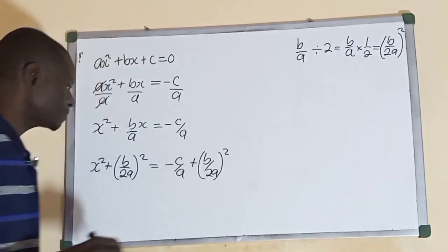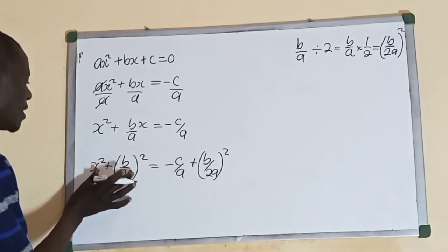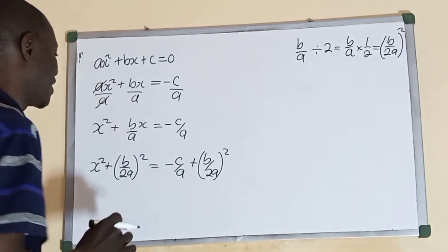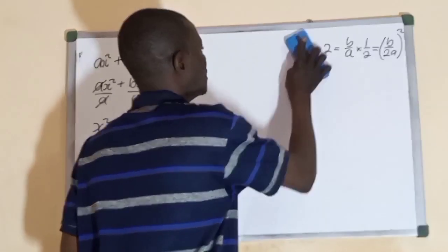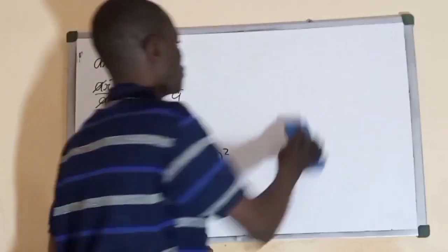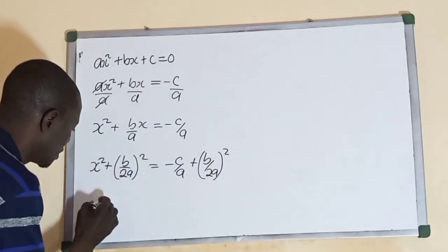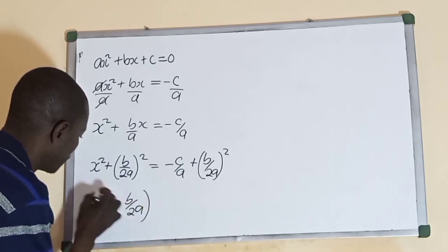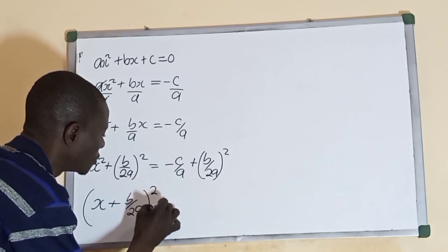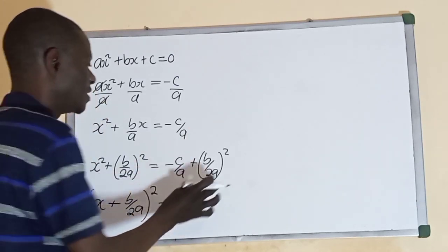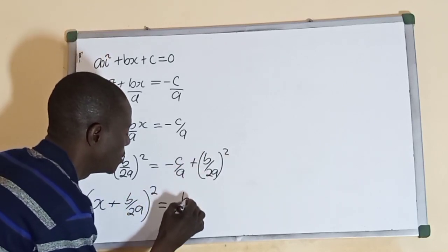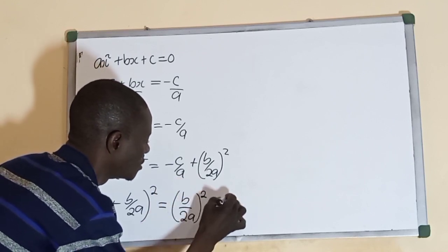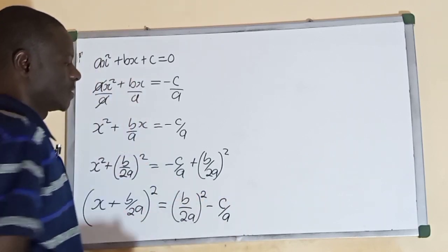Are we following? So here we have to put everything in brackets because we have x squared and this one squared. So let us clean this side because we must use it. We have x plus b all over 2a, we place everything in square is equals to, let us simplify this. We tackle this one first. We have b all over 2a squared minus c all over a. Are we together?